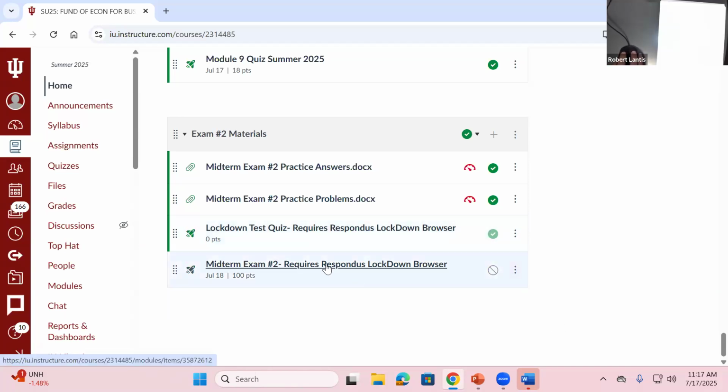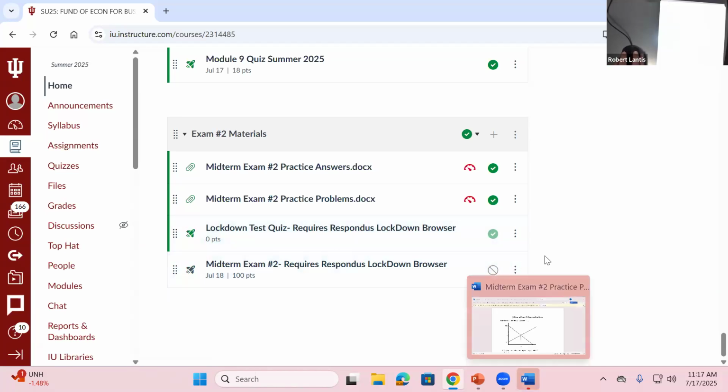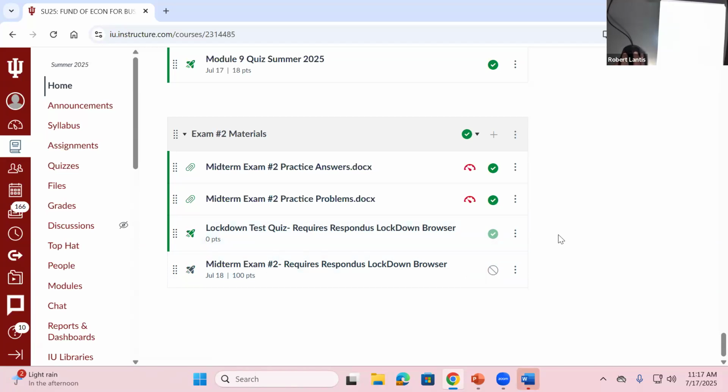Once you start that exam, you'll have an hour and 15 minutes to complete it. So whatever time you start, between 11:15 and 3:15, you'll have an hour and 15 minutes. That means you must start it by 2 to have the full time. No late submissions are accepted, so you must make sure you're starting it by 2 if you want the full hour and 15 minutes.